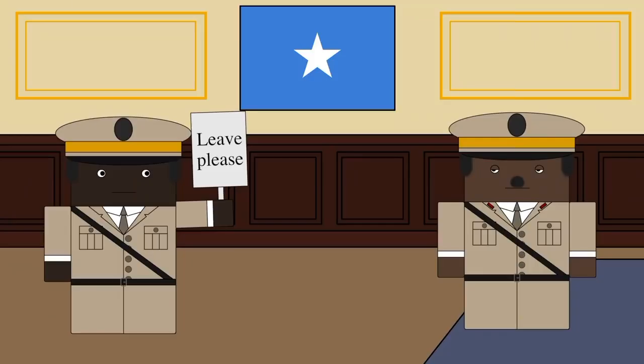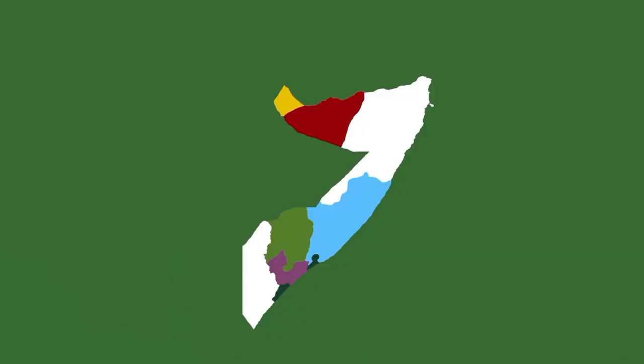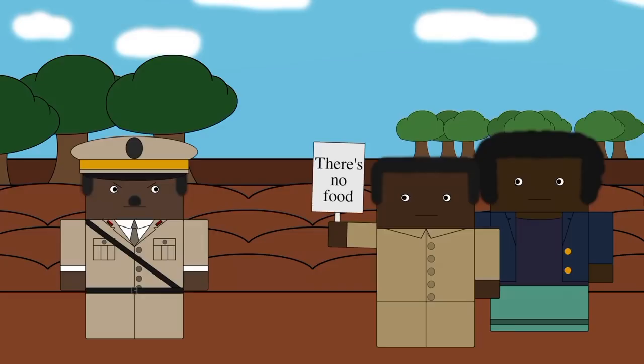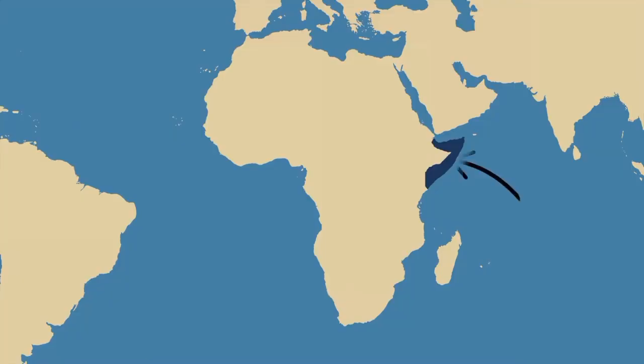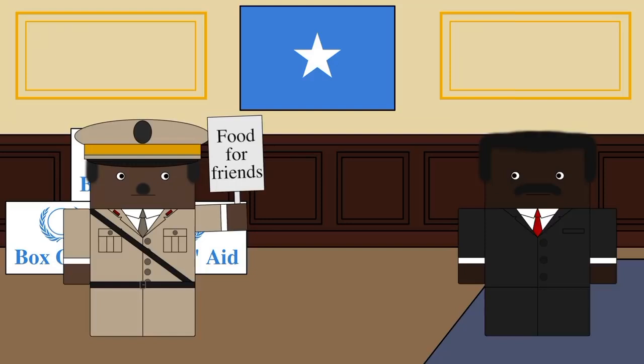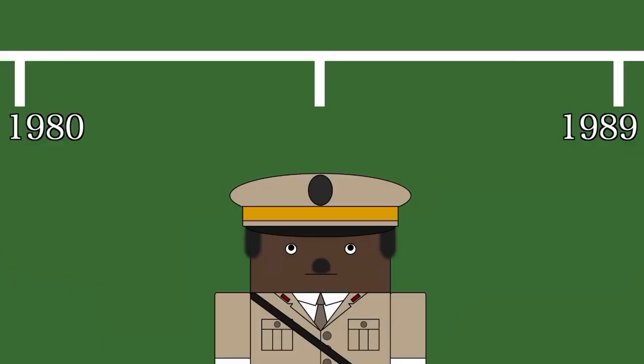There was an attempted coup and a harsh crackdown that followed, in which Barre focused on certain clans. To make matters worse, Somalia's food and water supply had begun to collapse, and so it was reliant on foreign aid, which Barre only gave to clans which supported him. Over the course of the 1980s, Somalia grew worse.